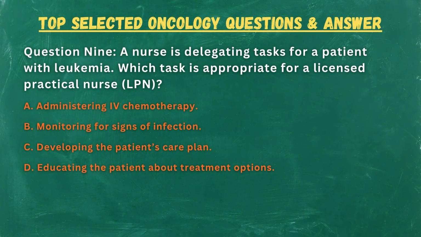Question 9. A nurse is delegating tasks for a patient with leukemia. Which task is appropriate for a licensed practical nurse, LPN? A. Administering chemotherapy. B. Monitoring for signs of infection. C. Developing the patient's care plan. D. Educating the patient about treatment options.